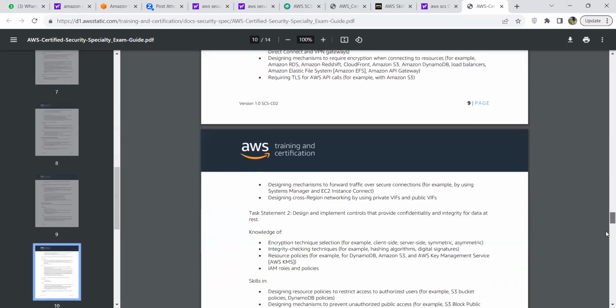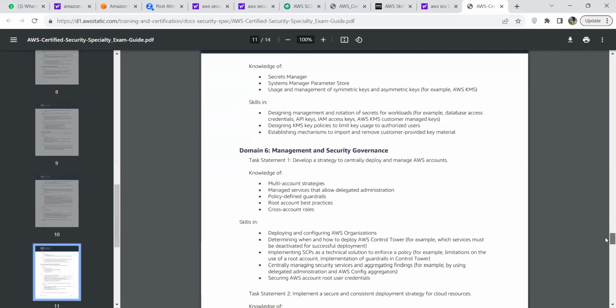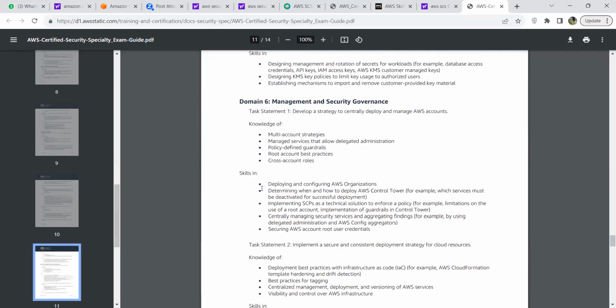Okay, and the final domain that we are going to discuss is security governance. What do you mean by security governance?